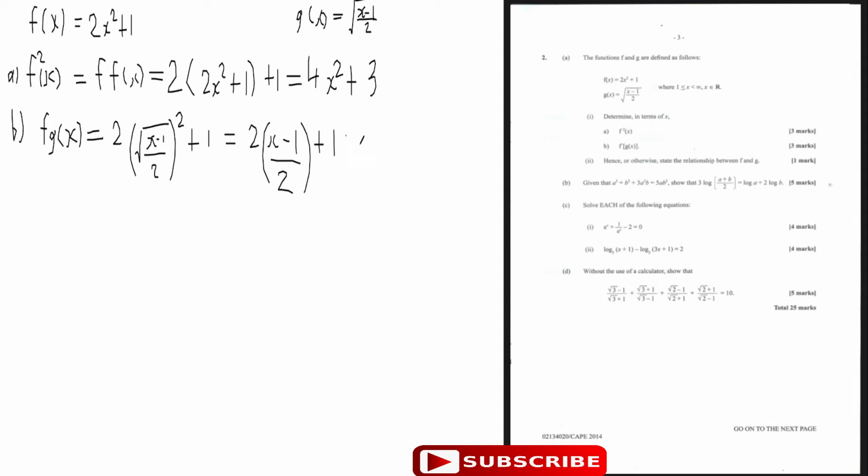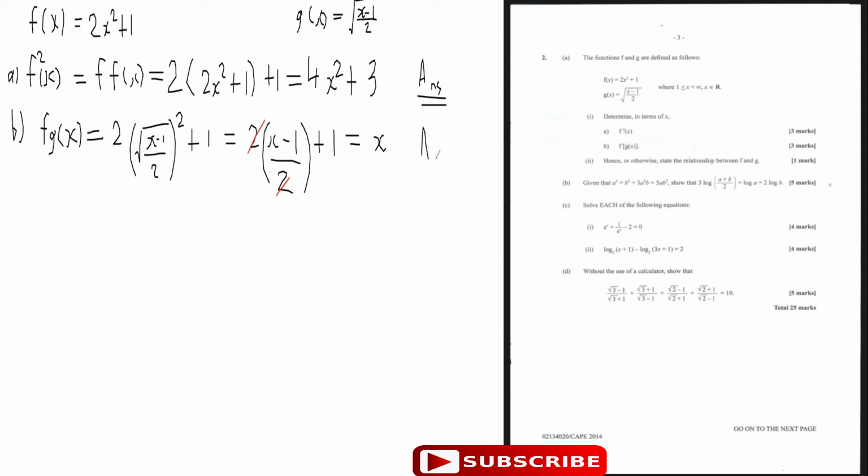So this works out to be the 2 cancels this 2. And then x minus 1 plus 1 is just x. So fg of x is x. Nice and easy. Done.